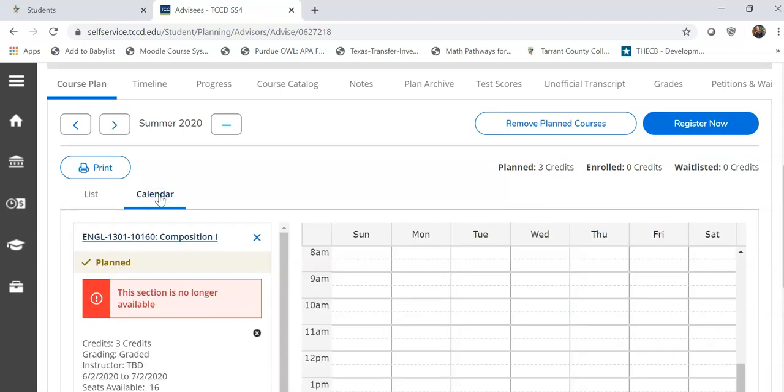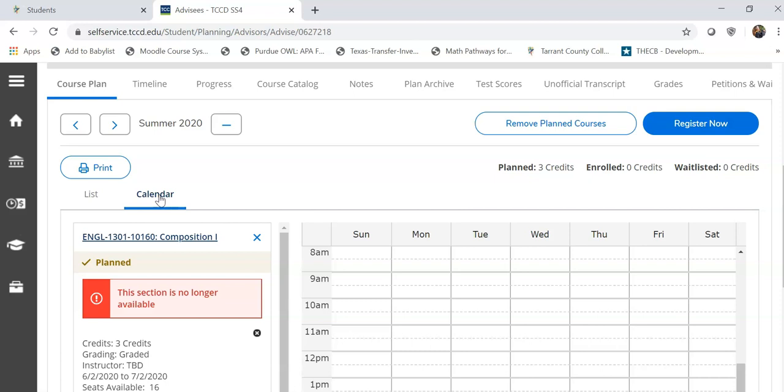You can view your planned courses in list format, or you can view them in calendar format. What's cool about that is, especially for those face-to-face classes that we hopefully will be resuming soon, you don't have to toggle back and forth between different screens or different sheets of paper to see if your classes are overlapping with each other. It's going to show that to you, and if there's an issue, you'll be able to see it right away. And that way you can switch out the sections.